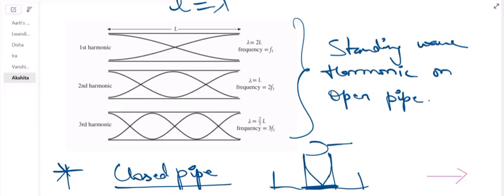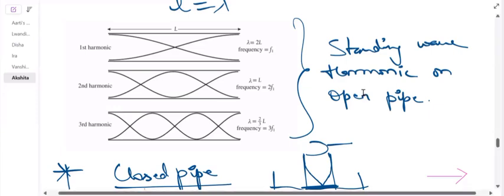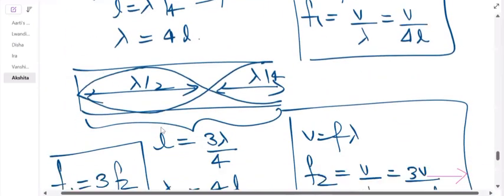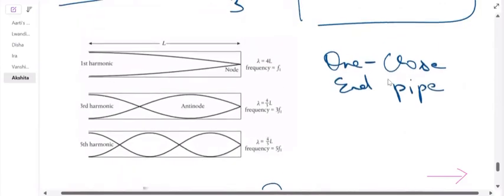Are you done, Akshita? You need to be a little quick. One second. I just lost my internet connection and rejoined, so I couldn't copy the last part. I'm doing it now. This is when one end is closed.